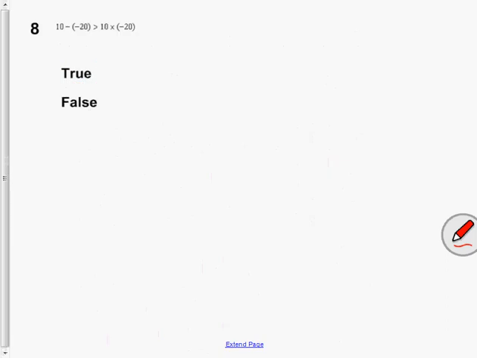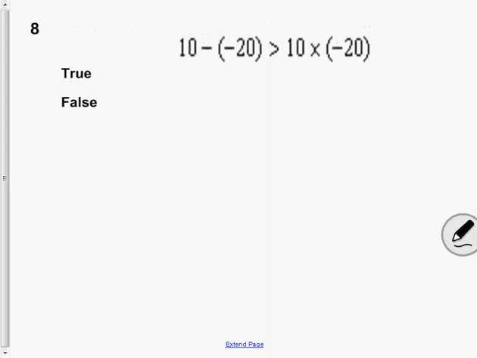The next question is simply a greater than or less than question using integer sense. So if I take this here and simplify both sides, 10 take away negative 20 is really 30. And is 30 greater than the product of 10 and negative 20? That is negative 200. So the question is, is 30 greater than negative 200? Yes, it is. Significantly greater, because anything positive is greater than a negative value, no matter what size or magnitude the negative number is. And therefore, it's true.